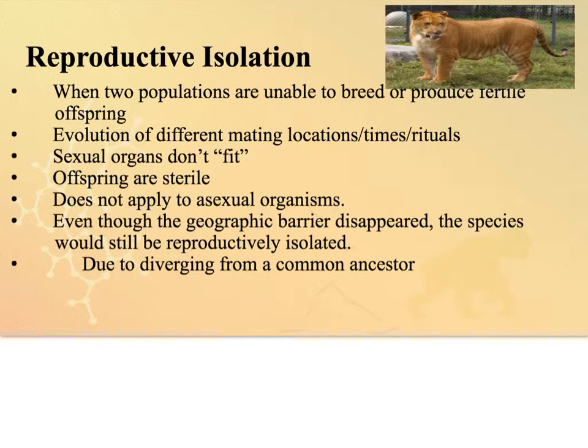Reproductive isolation is when two populations are unable to breed or produce fertile offspring. This can arise from several things, such as the evolution of different mating locations, different mating times, or different mating rituals. It can also occur when sexual organs just don't fit, or when offspring can be had but they are sterile. This does not apply to asexual organisms.